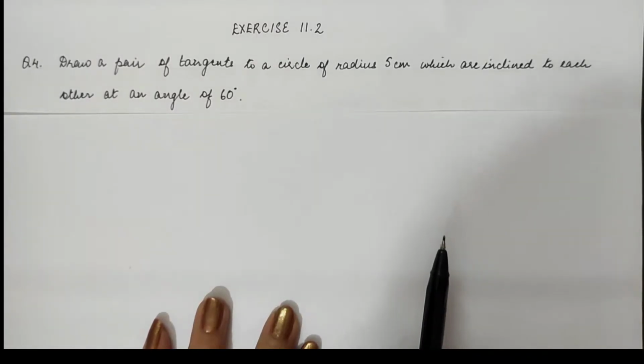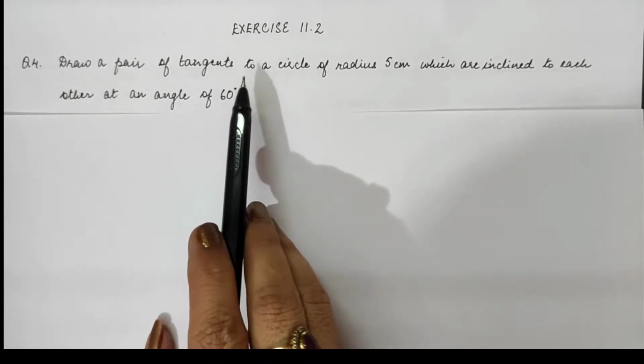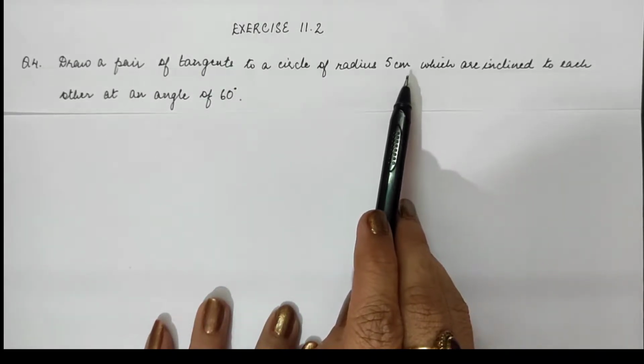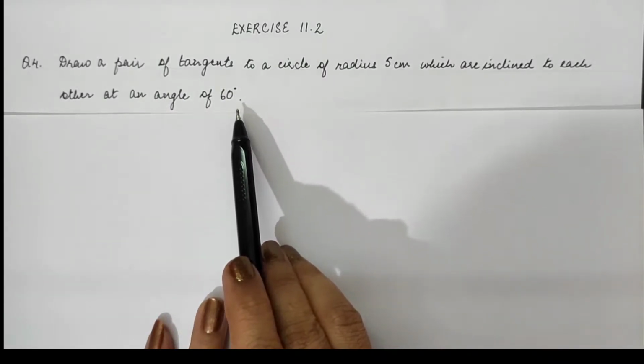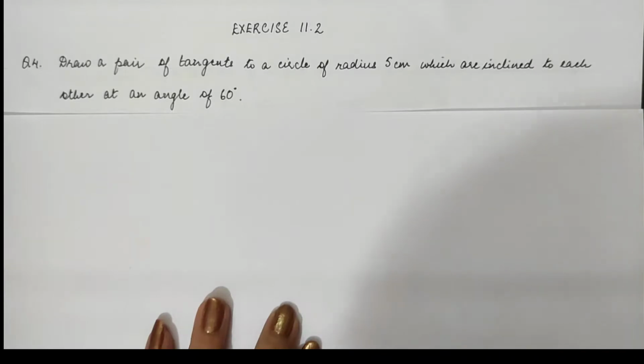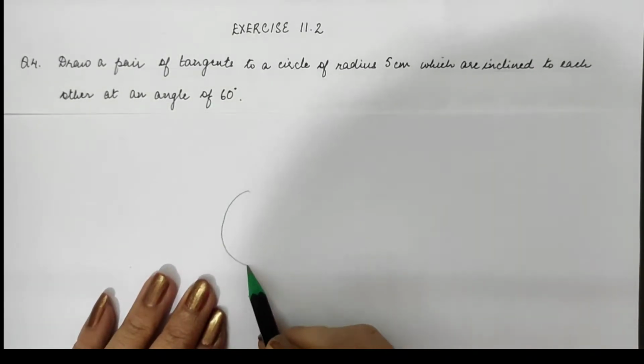So we are doing the fourth question of exercise 11.2. It is to draw a pair of tangents to a circle of radius 5 centimeters which are inclined to each other at an angle of 60 degrees. Now to do this question, it is very important for you to draw the rough figure first. So let us draw a circle first of all.